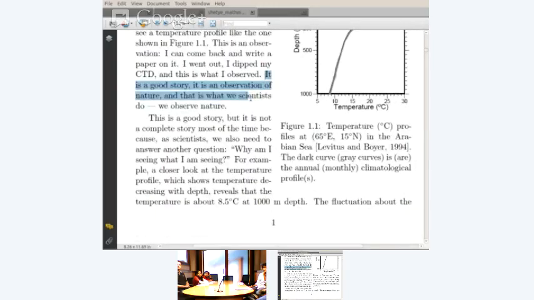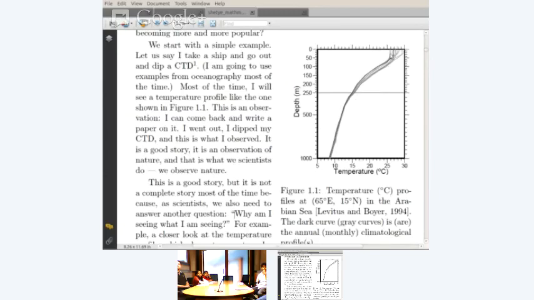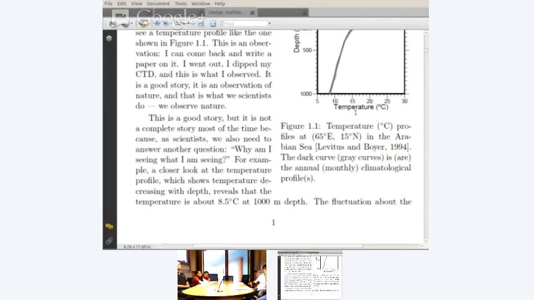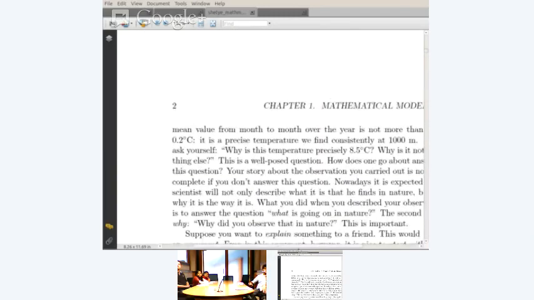It's a good story. It's an observation of nature, and that is what we do. But it's not complete. It's not complete because if you look at this profile and you look at the changes at the surface, they are not small. The change is from almost 26 degrees, just under that, to maybe over 30 degrees Celsius. So we are talking of 4 to 5 degrees Celsius changes in temperature here. It's probably even more when you go into the subtropics. But as you go down, the range of variation narrows. And at 1000 meter depth, the temperature is about 8.5 degrees Celsius. The fluctuation is about 0.2 degrees Celsius. That's it, not more.